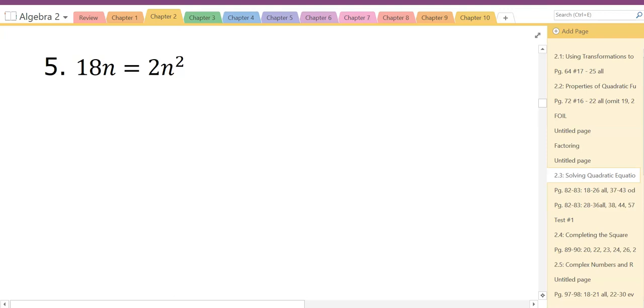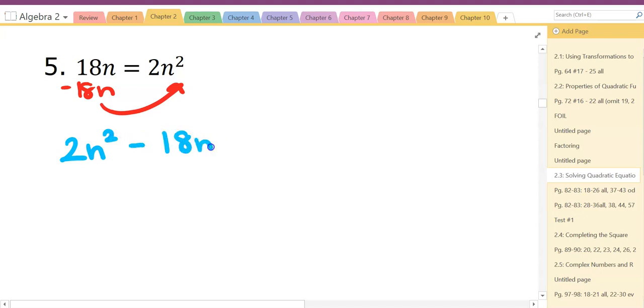So again, I'm going to move the terms so they're on the same side of the equal sign. I'm going to keep 2n squared positive. So I'm going to subtract 18n, move that over to the other side. So now it's going to say 2n squared minus 18n. And I'm going to go ahead and write equals 0. Now because this doesn't have a c term, c would be 0. So you could still do your a times c and the b. You could do all that stuff if you wanted to, but there's a faster way to do this one.